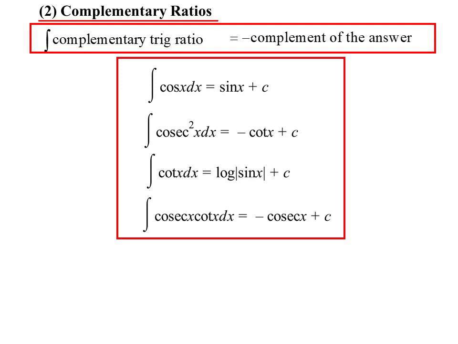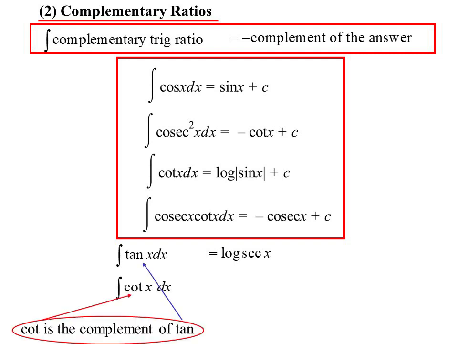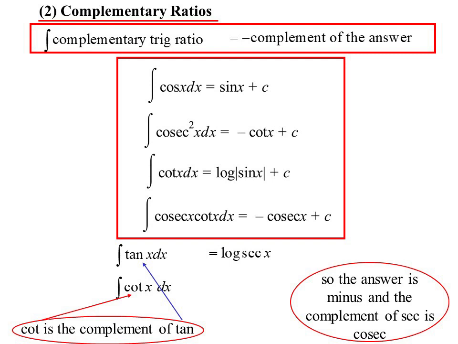So you'll always see that relationship, and the reason why you see that relationship is because they're complementary ratios, which means you could always change the angle to be pi on 2 minus x and change it to the other ratio. Then when you differentiate, because you're now differentiating minus x instead of x, you get the negative out the front. So that's why it produces always the negative of the answer. Integral of tan, log of sec, this is what I was saying. So cot is the complement of tan, so the answer is minus the complement of the sec, which is cosec. So that's how we get the answer.